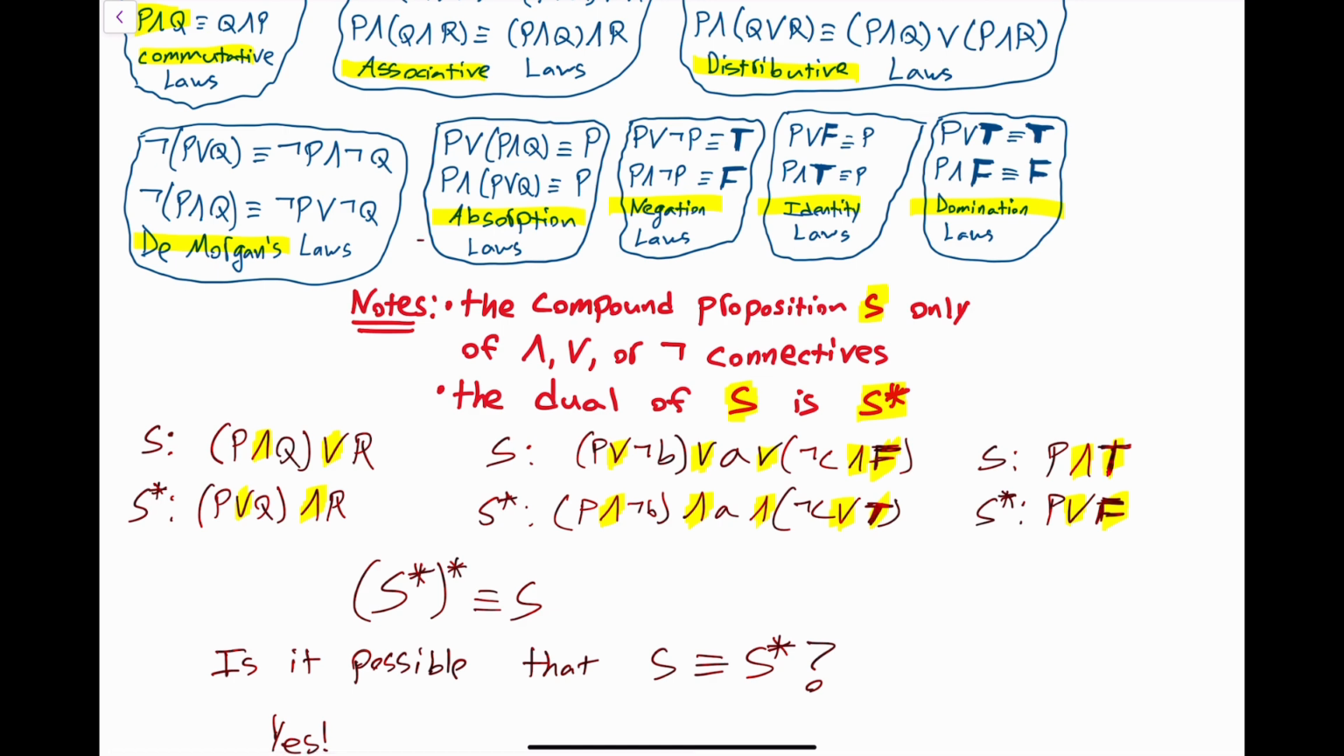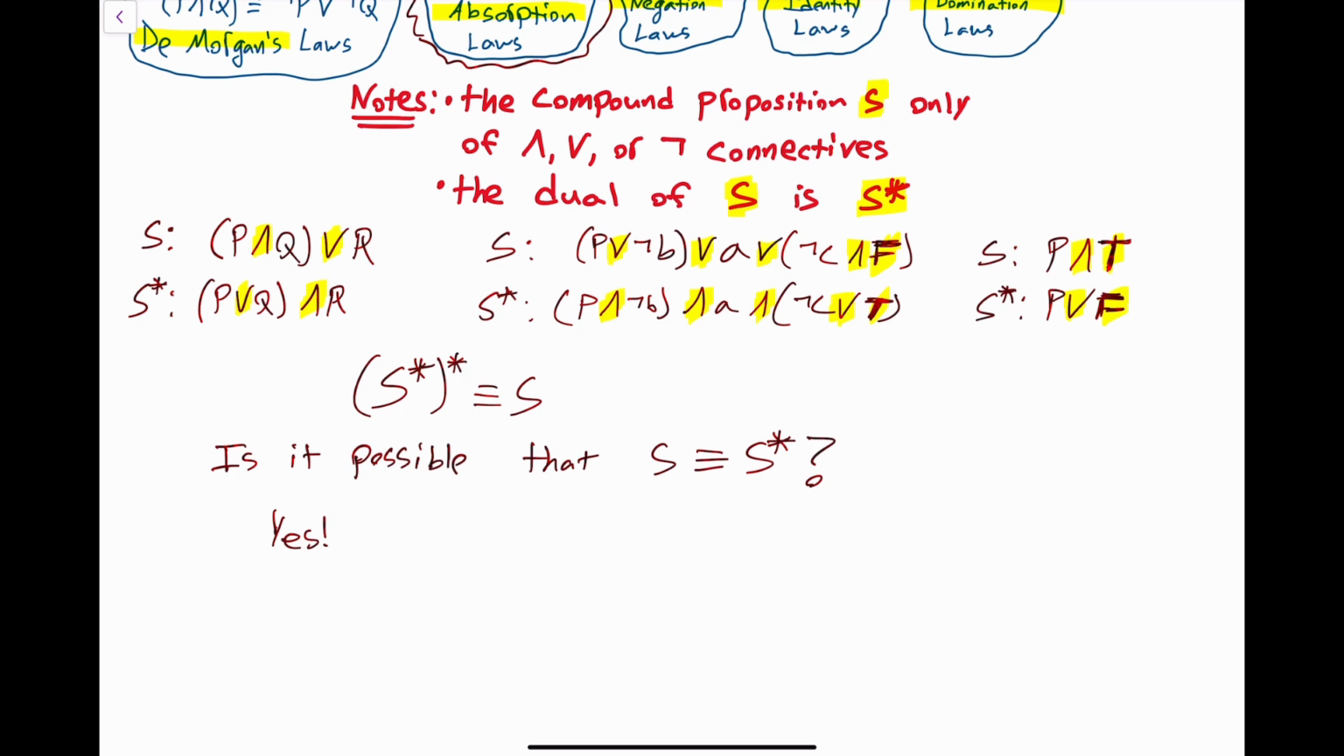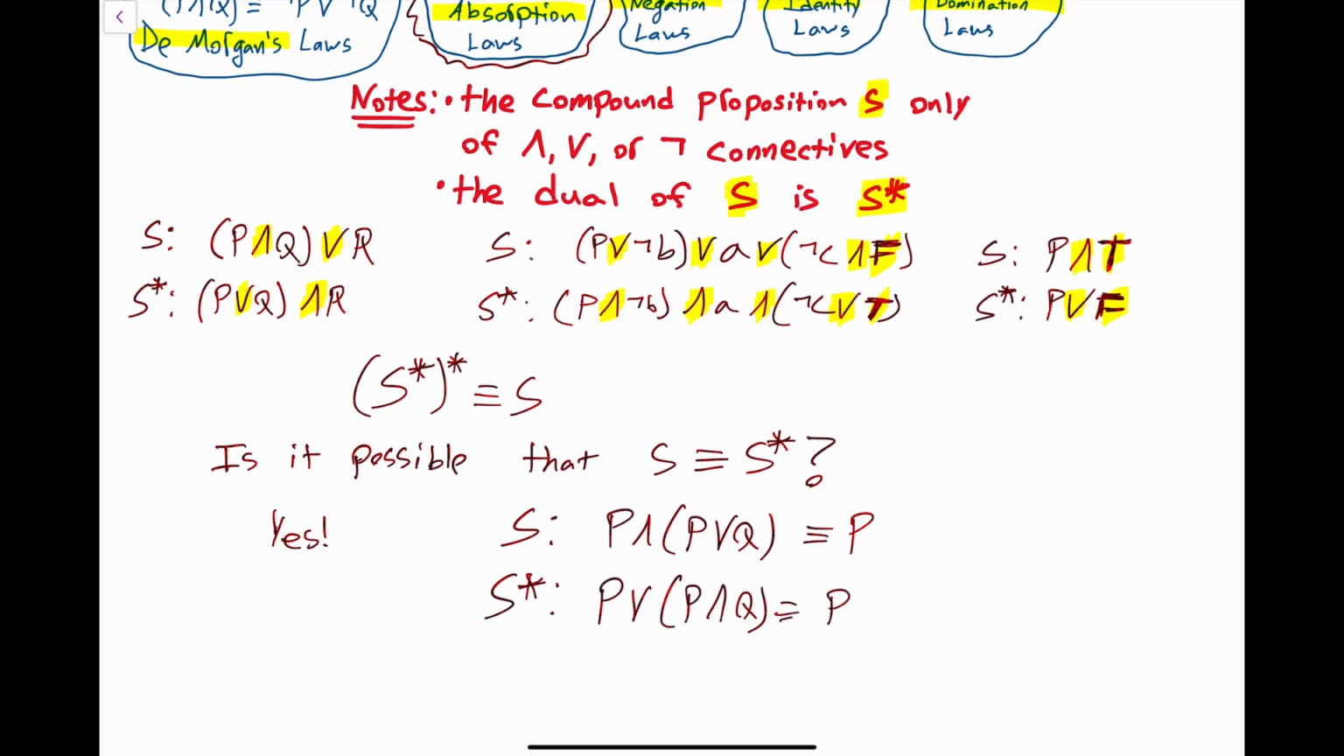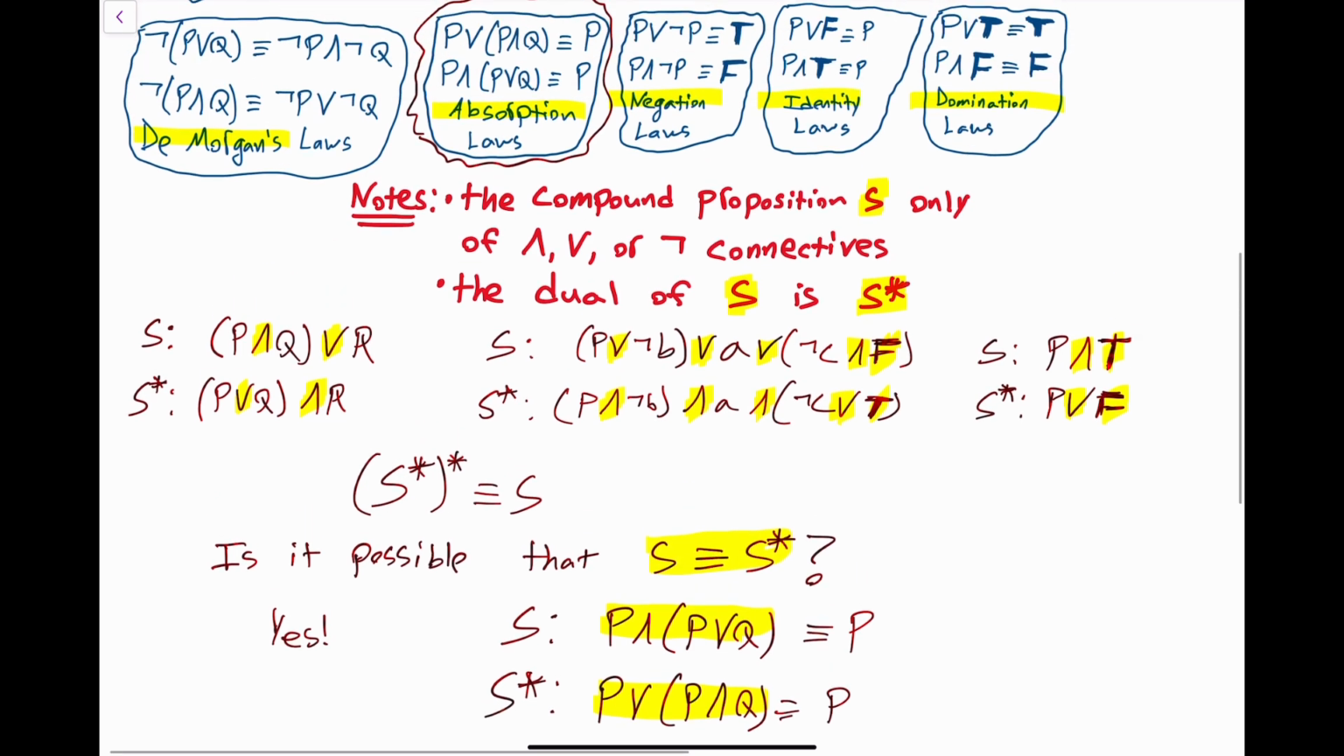Notice the absorption law. So taking that absorption law, S, we'll say that is P and (P or Q). So its dual would be P or (P and Q). But notice the first statement is logically equivalent to P. And the second statement is also logically equivalent to P. So therefore this statement and this statement must be logically equivalent, so we have a situation where S is logically equivalent to S asterisk. So this is a basic introduction to duals.